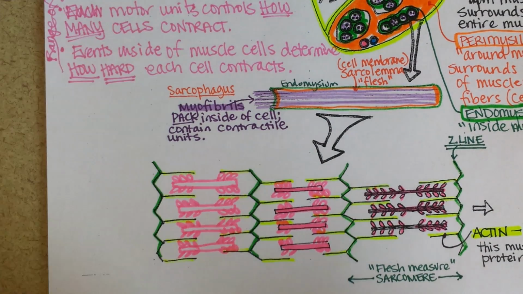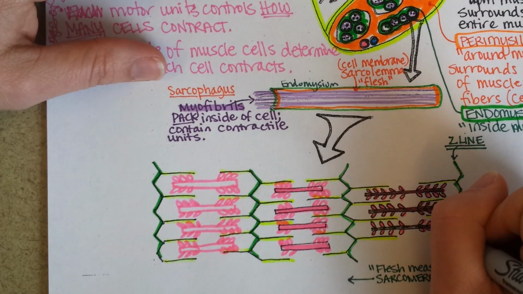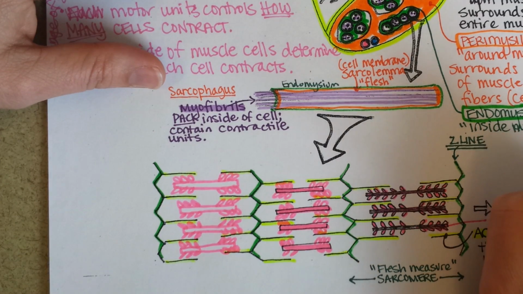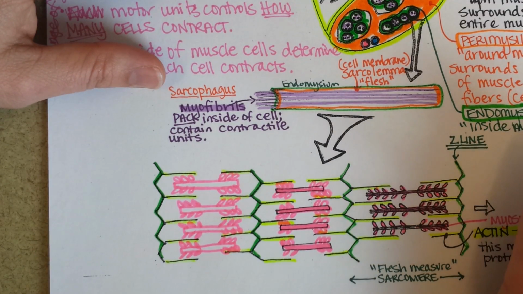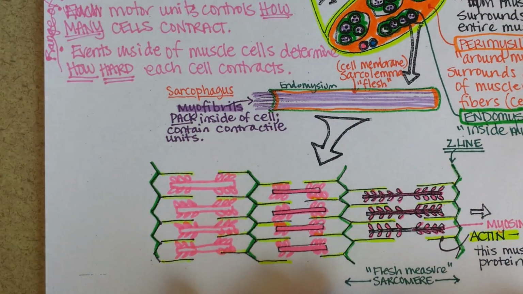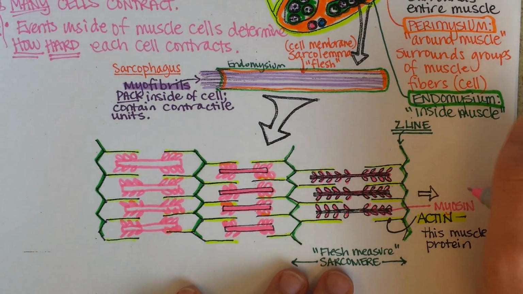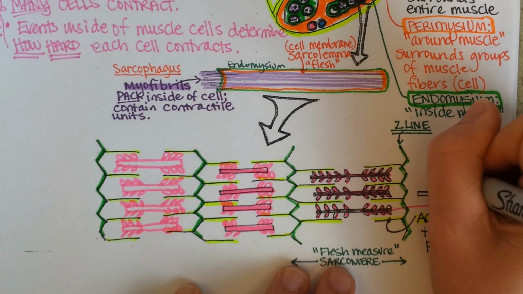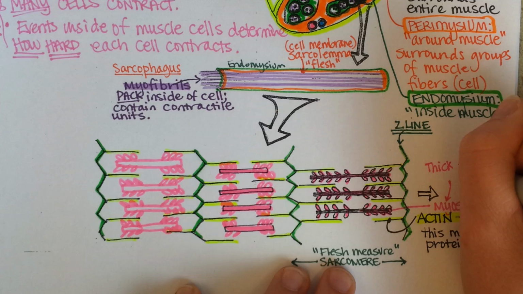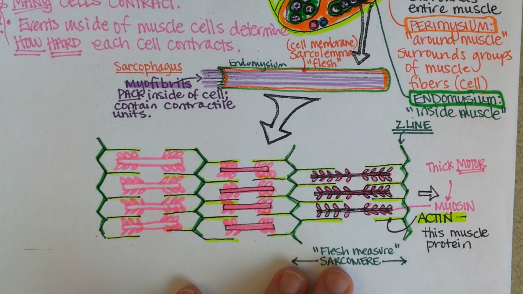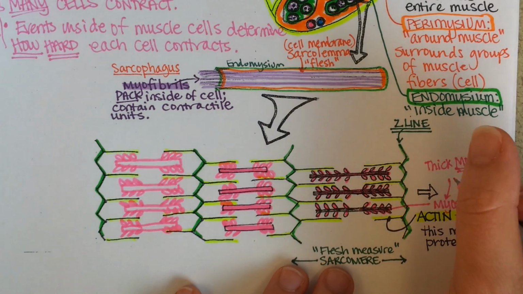Start to get a feel for the arrangement of the actin and the myosin. So all of that pink that we did is the myosin. And myosin is not only thick, but it's also a motor protein, meaning it uses the energy of ATP to pull on the actin.